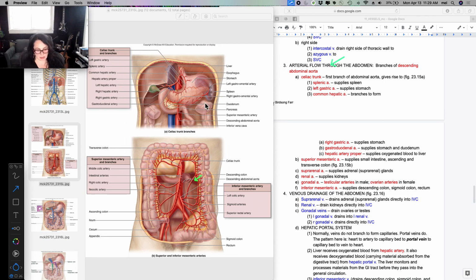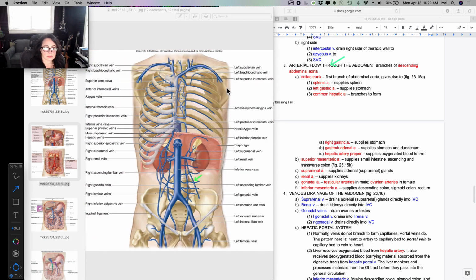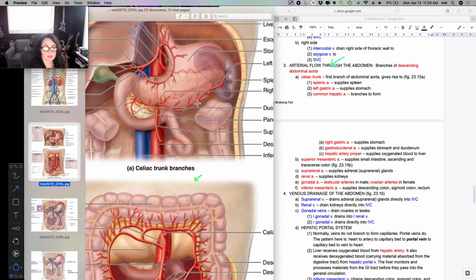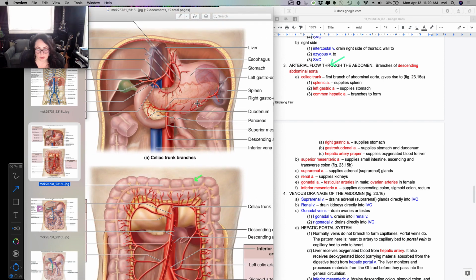Come on. It does not want to let me make it bigger. Okay.